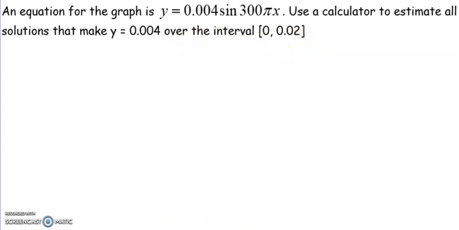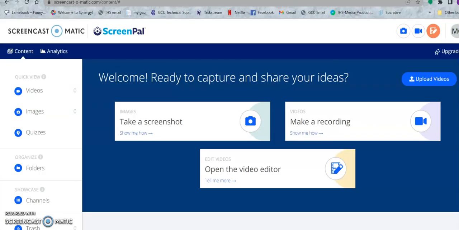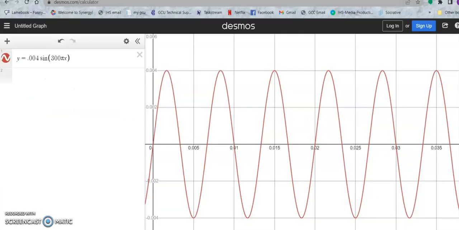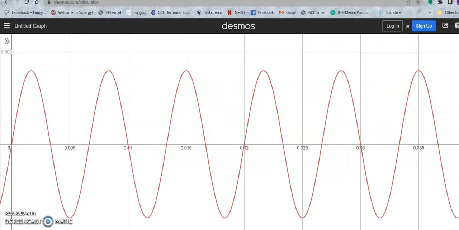Alrighty. So when we graph this, I'm going to use Desmos. And here I've already got my graph up. I typed in the equation they gave me. And you can see, here's my sine wave. There it is. So the question asked, let's find all my solutions that are going to make y equal 0.004.